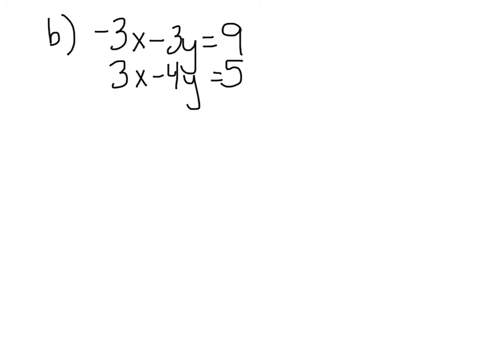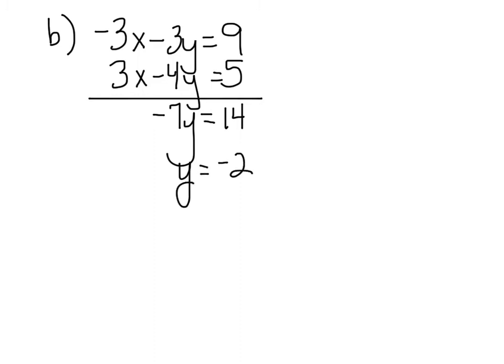Example B. Everything is lined up, and if you notice, our x's this time have opposite coefficients. So step 1 and step 2 we don't even have to do. Step 3, add them up. X's cancel. Negative 3y and negative 4y is negative 7y. 9 plus 5 is 14. I divide both sides by negative 7. That gives me a value of negative 2 for y.